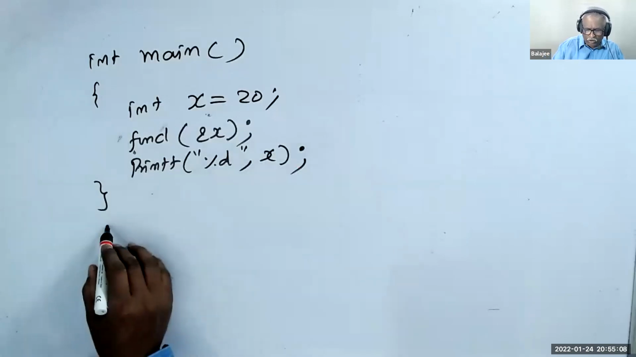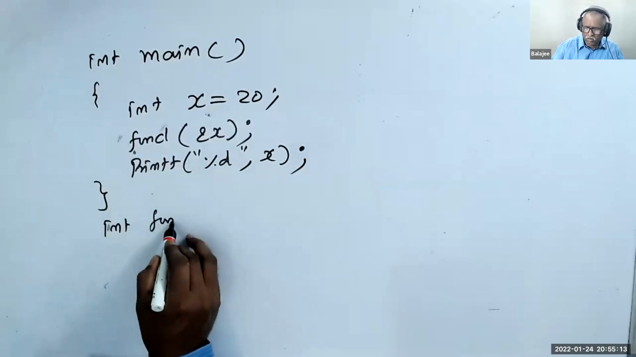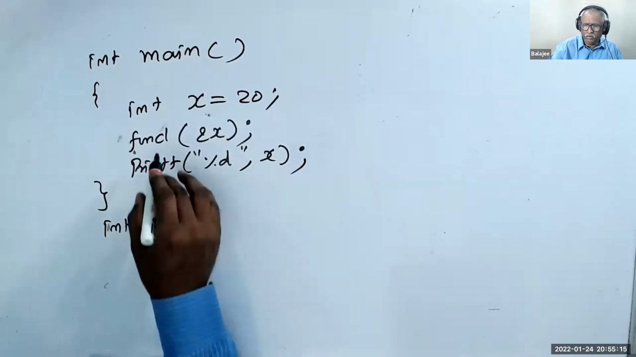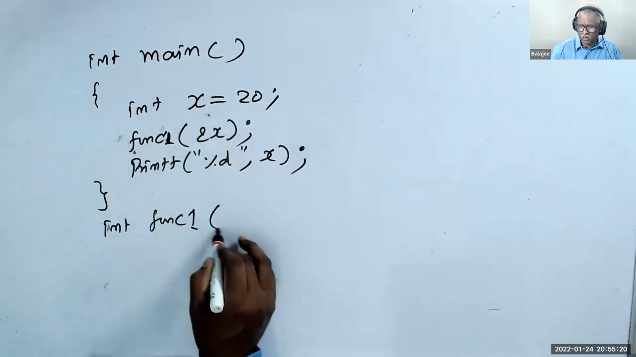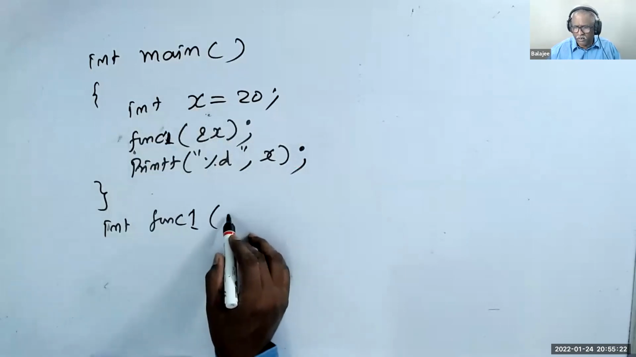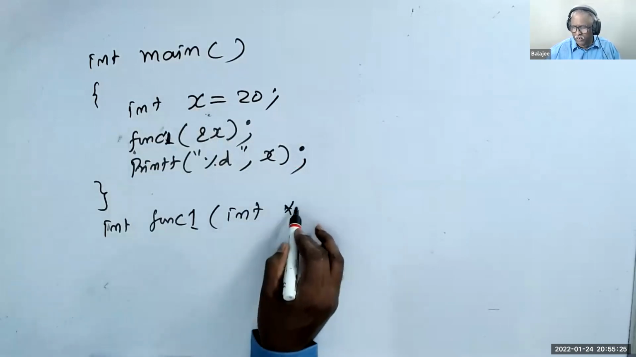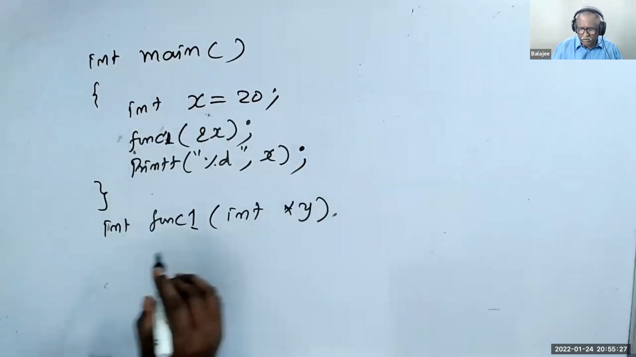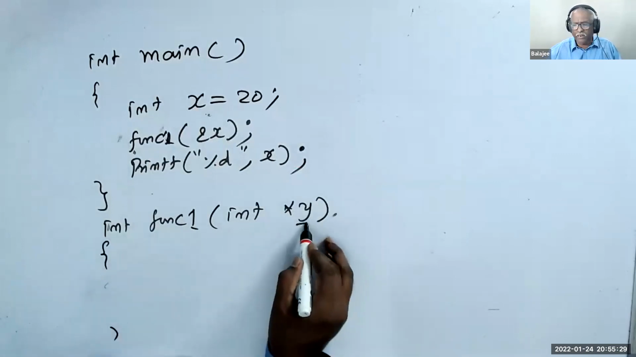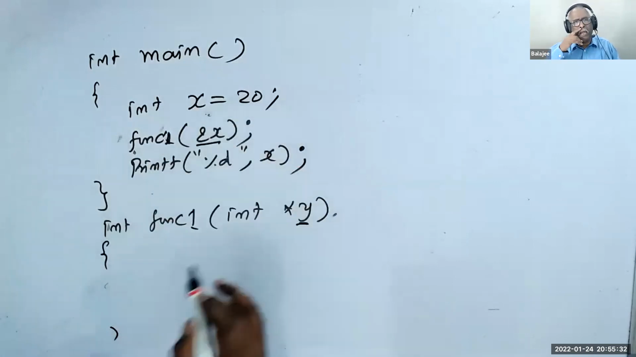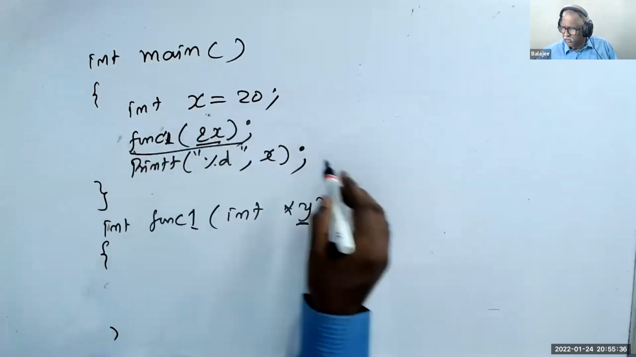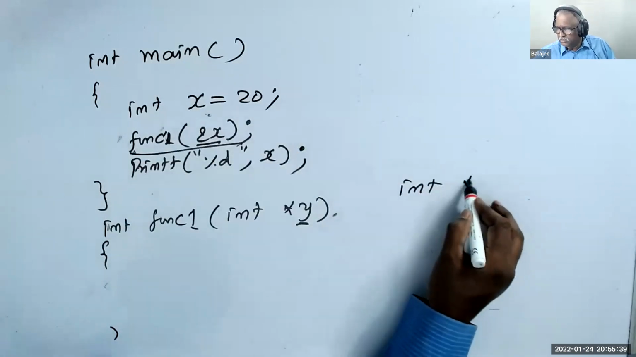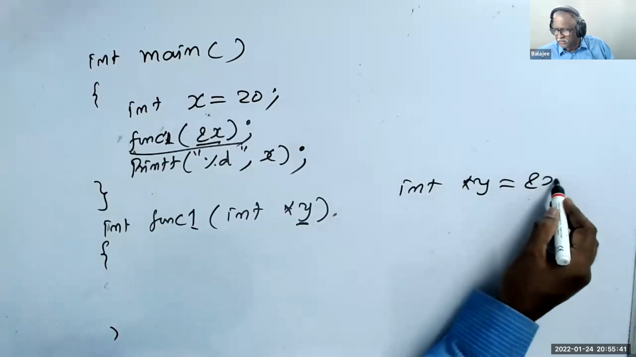Now I have a function called int function 1. And I put here int star Y. See here what I put here, because I'm getting the address, I'm putting star Y. So what is the meaning of this? When I call the function, int star Y equal to &X. This is what it means.